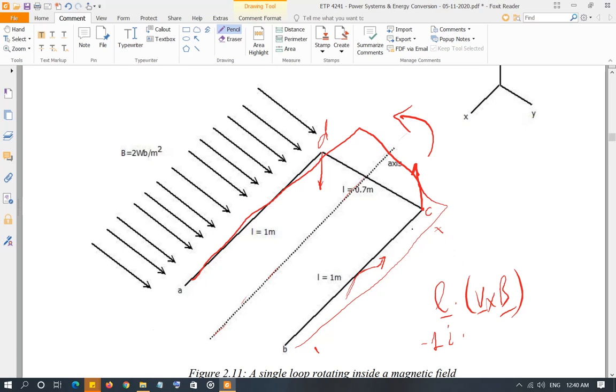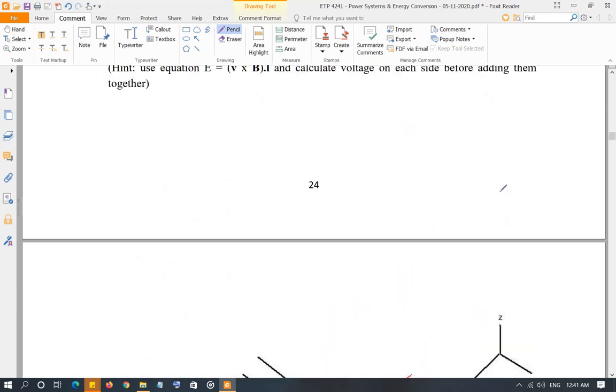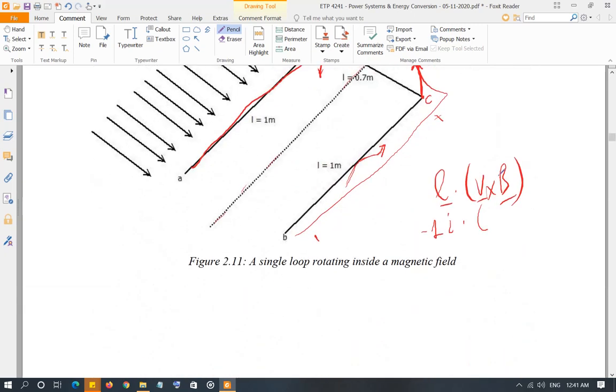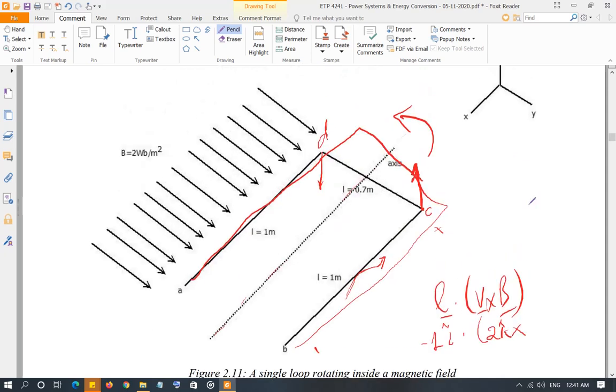And V cross B. Now at this time, this side BC has a velocity vector which is going in the positive z direction, and the velocity value was given to you as 2 meter per second. So the velocity vector is 2 meter per second in the direction of positive z, and the B vector is constant, in the y direction, 2 Weber per meter square, so 2 times j. So when you calculate this, what are you going to get? k times j. So k cross j means you're going counterclockwise, and that's going to give you negative i.